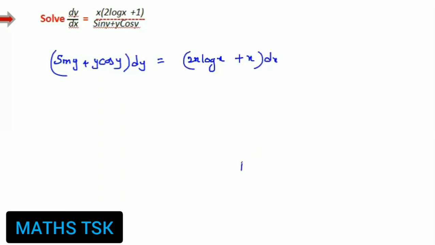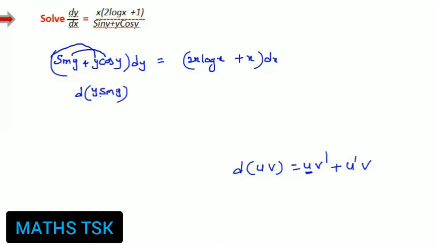So we know very well that the derivative of uv is u into the derivative of v plus u dash into v. Keep u as it is, derivative of v, keep v as it is and derivative of u. So look here, it is the derivative of a function. Which function? I can write it as y sin y. The derivative of y is 1, the derivative of sin y is cos y. So v dash is 1, v is y, u dash is cos y, u is sin y, right?